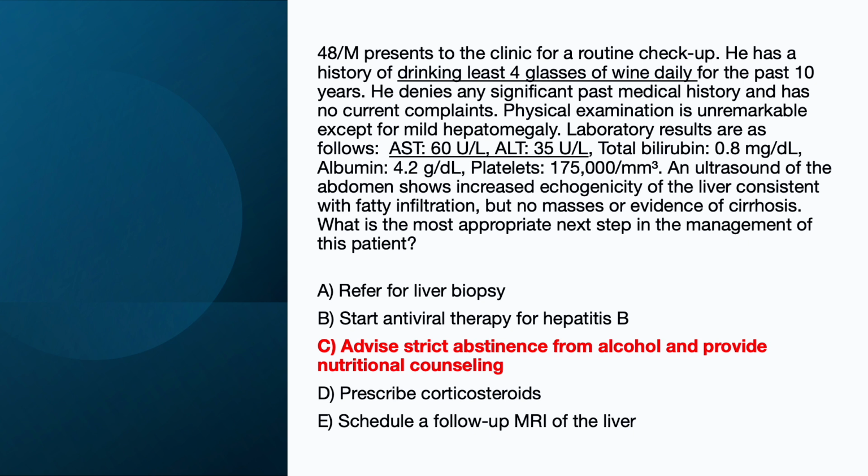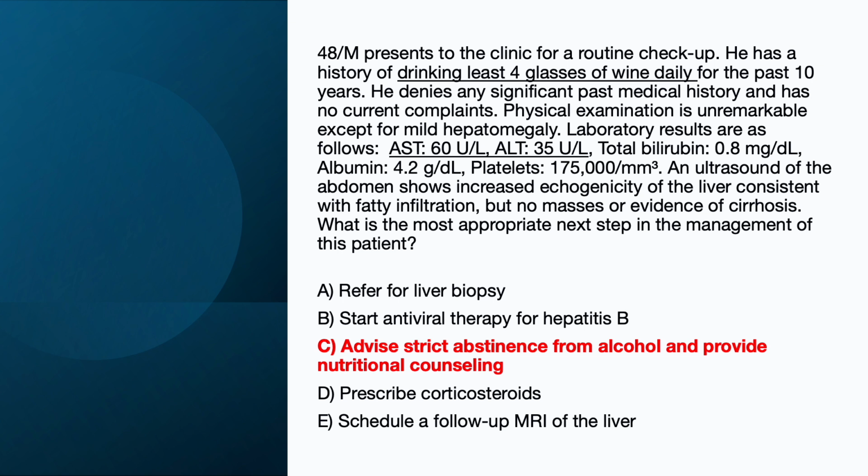The correct answer is C. Advise strict abstinence from alcohol and provide nutritional counseling. The patient's clinical presentation and ultrasound findings are consistent with alcohol-related hepatic steatosis. The mildly elevated AST to ALT ratio, along with a history of significant alcohol consumption, supports this diagnosis.